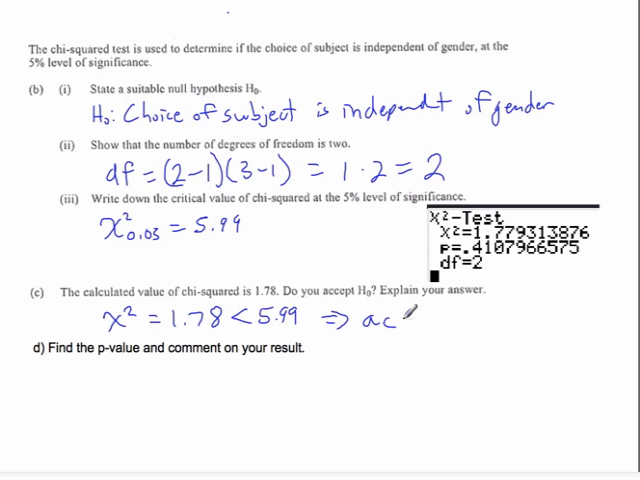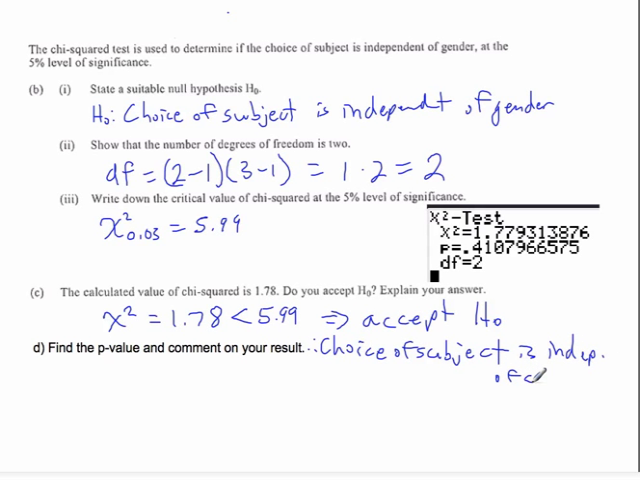Okay, this means that we accept the null hypothesis as being true. So in other words, choice of subject is independent of gender. Okay? Alright, so we got that conclusion because our calculated chi-squared is less than our critical value. Alright, that's always going to be the case if it's less than the critical value.